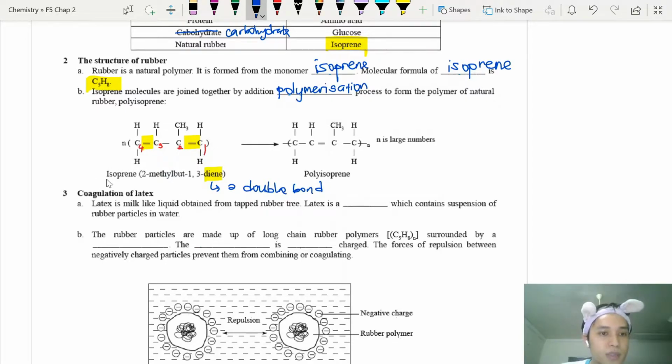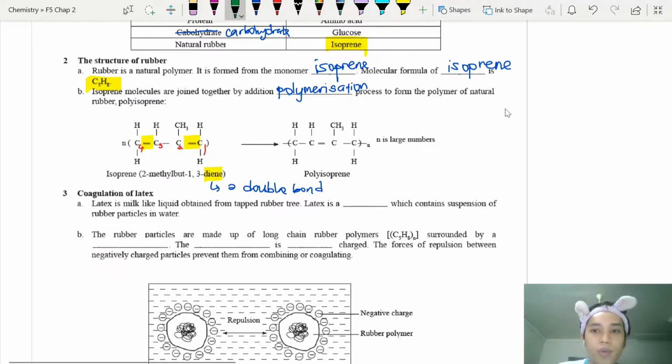This is the general name. If they ask you for the IUPAC name, it is 2-methylbuta-1,3-diene. This is the IUPAC name for isoprene.